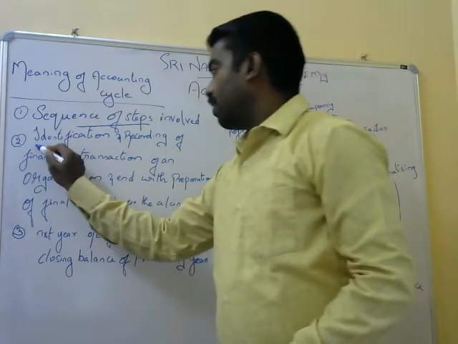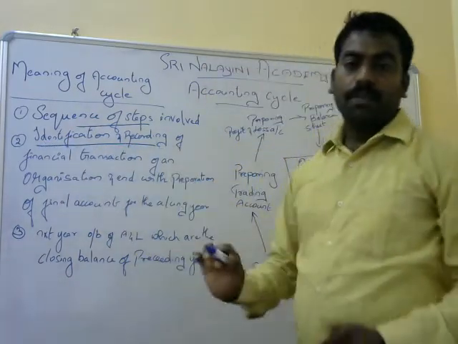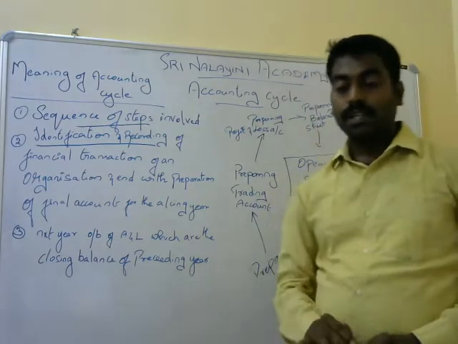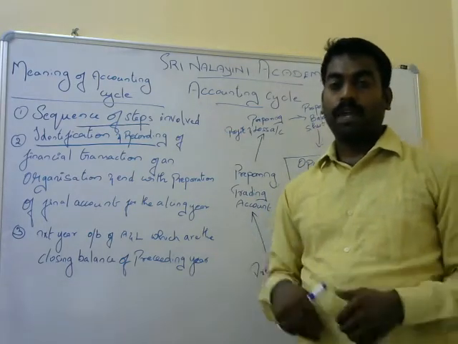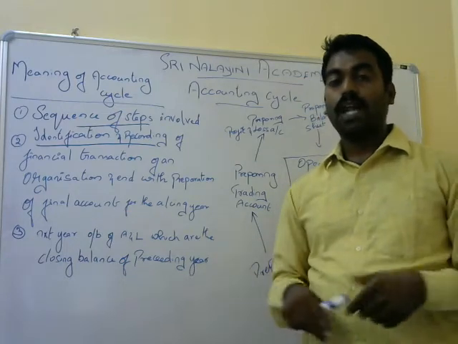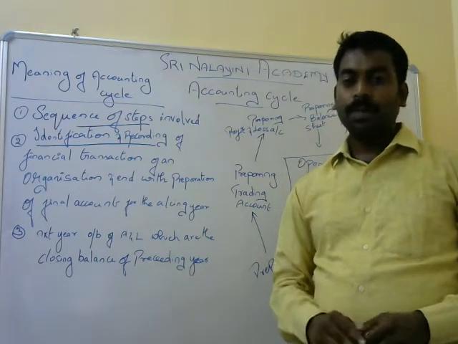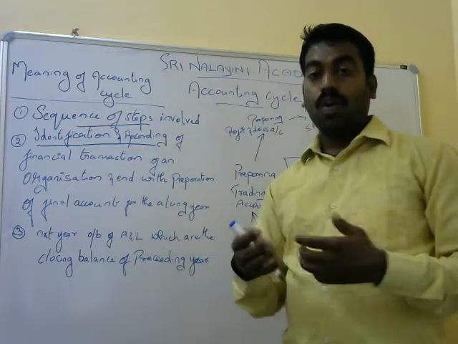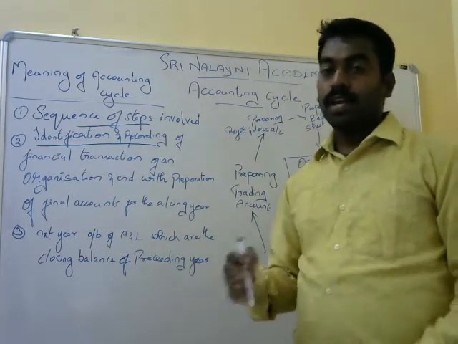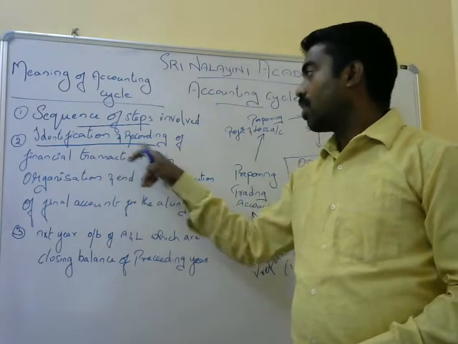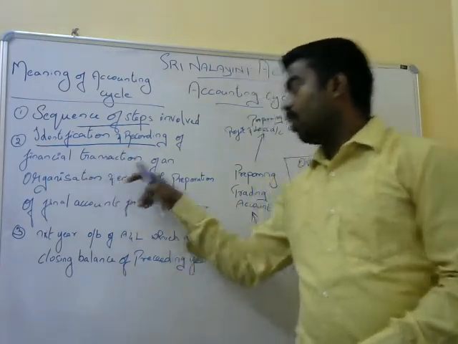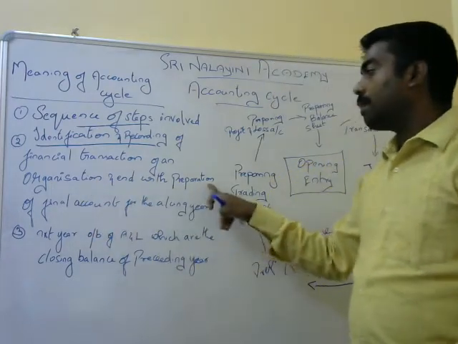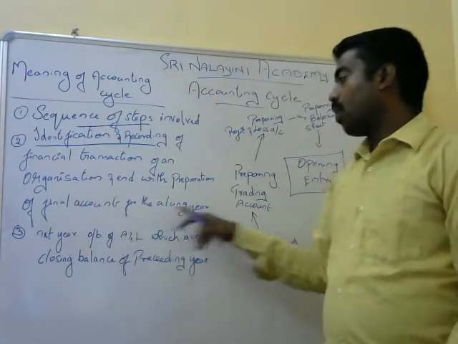Identification and recording. What is identification? For example, if you are purchasing goods, what do you see in the purchase bill? The goods coming in. So you will see the invoice, which has the company name, date, and the product name. That is identification. And recording: you record it as a purchase. When you sell it, it is recorded as a sale. That is identification and recording of financial transactions of an organization, and it ends with the preparation of final accounts for the accounting year.